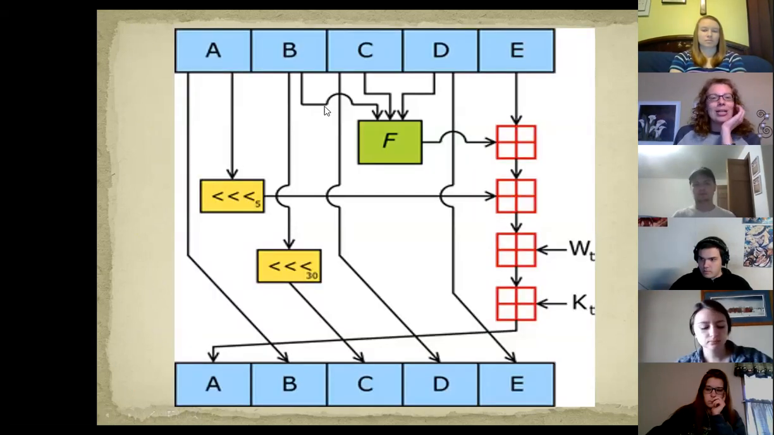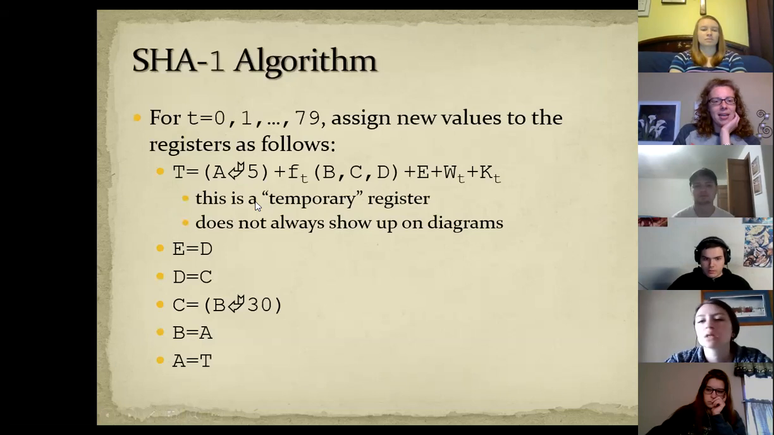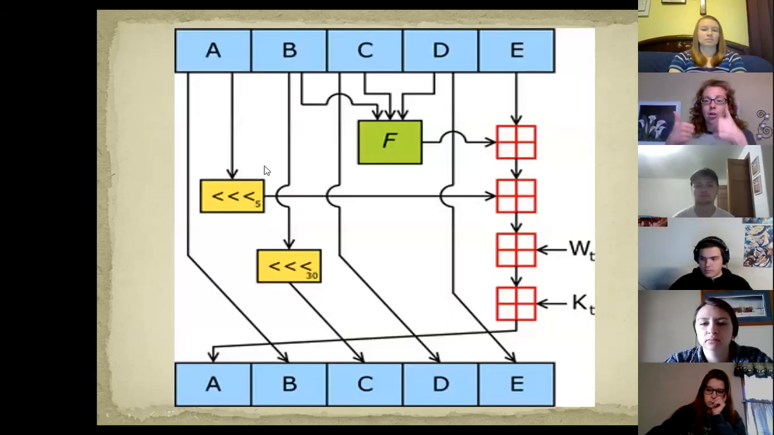Here we go. So look at what's happening here. I'm taking A and shifting it by 5. That's the first thing that's happening, on my picture. Do we see that? Yes.